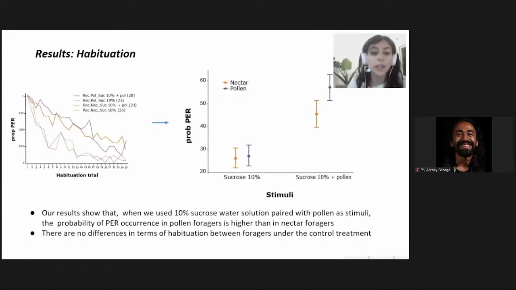Our results show that when we use 10% sucrose water solution paired with pollen as a stimulus, the probability of pair occurrence in pollen foragers is higher than in nectar foragers, while there are no differences in terms of habituation between foragers under the control treatment.